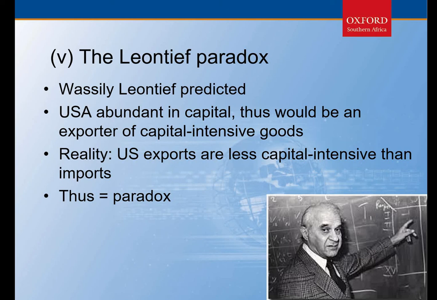Leontief paradox, the fifth theory. Vasily Leontief predicted, number one, that you would expect rich countries to produce products that are capital intensive. However, the opposite is true. So the USA, for example, with abundant capital, the richest country on earth, would be expected to export capital intensive goods. But the reality is the US imports capital intensive goods.